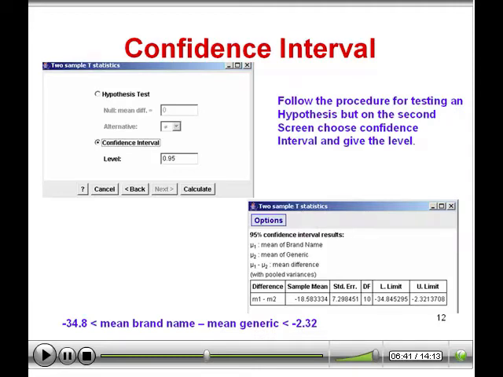Since we rejected the null hypothesis and concluded that the generic batteries have a longer mean lifetime, it makes sense to follow this up with a 95% confidence interval. So again, we use StatCrunch, follow the same procedures up until the last dialog box. This time we select confidence interval and set the confidence level to 95%. The boundary values are reported as a negative 34.8 and a negative 2.32.